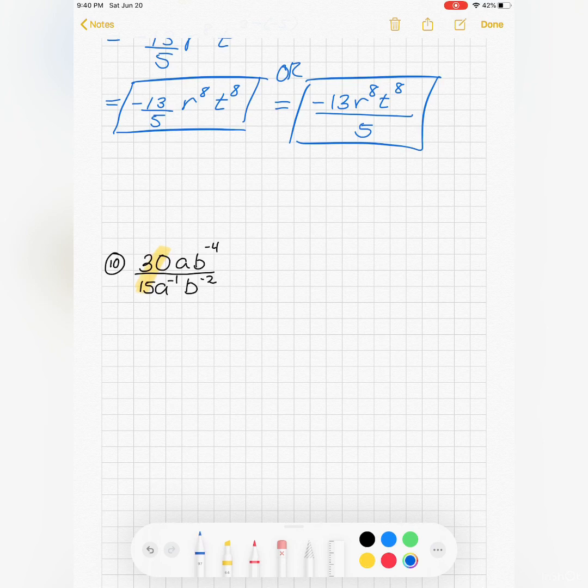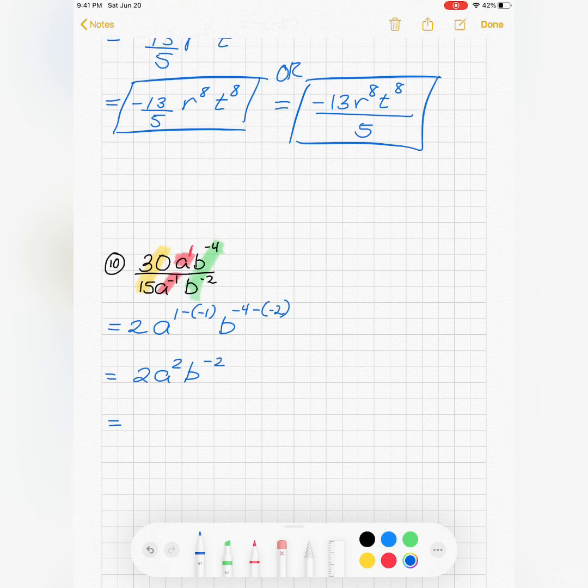Okay, let's look at the constants. 30 over 15 is 2. Let's look at the a's. a over a to the negative 1. So I have a to the 1 then, right? So that's a to the 1 minus negative 1. And then b's. b to the negative 4 minus 2. So that's a to the second times b to the negative 2. 1 plus 1 is 2, negative 4 plus 2 is negative 2.